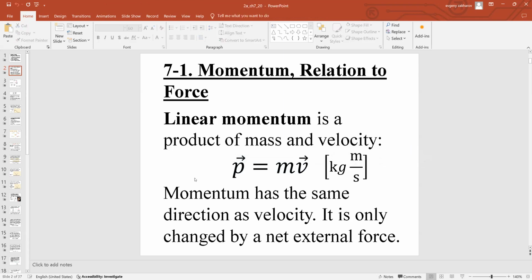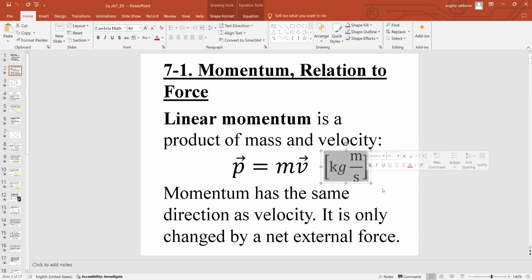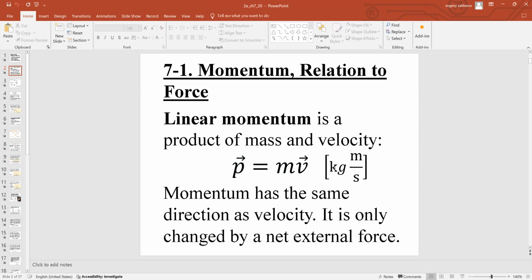So mass times velocity. Mass is in kilograms. Velocity is in meters per second. So unit-wise, it is kilograms times meters over seconds. Once again, you can see how base units represent something that is not just regular units.